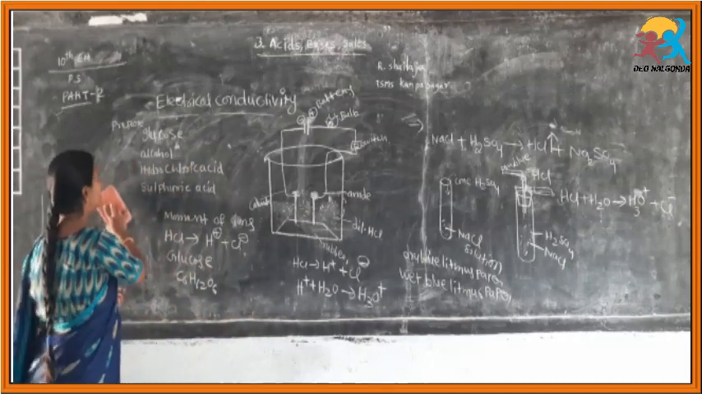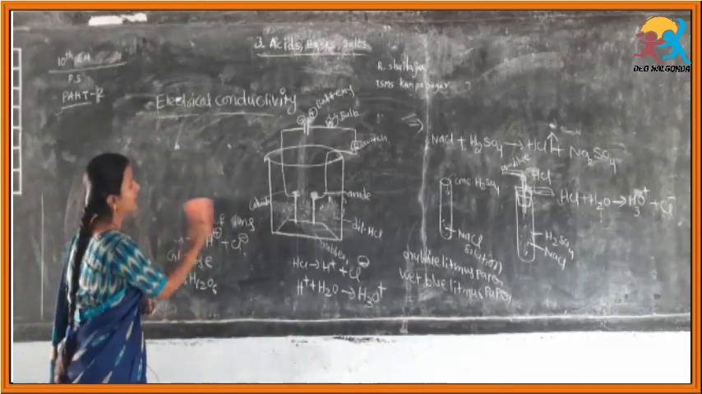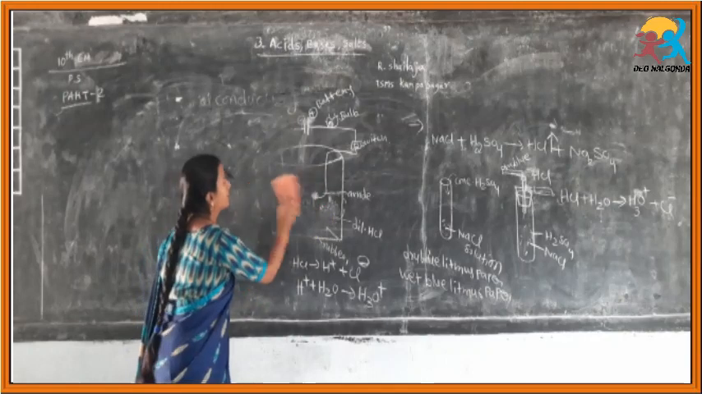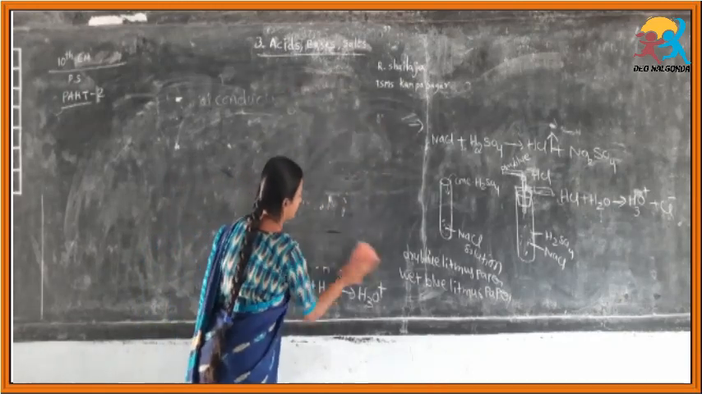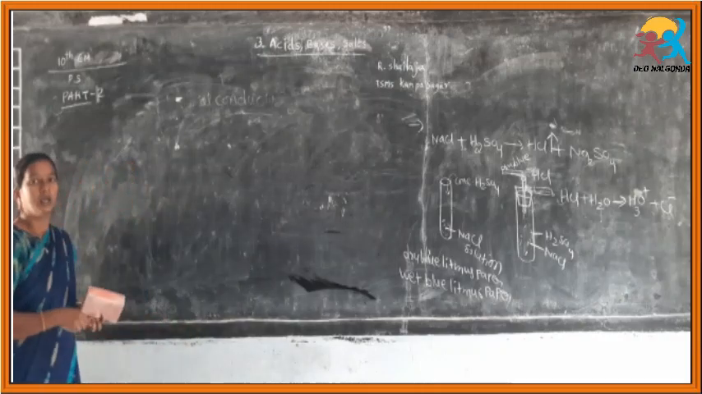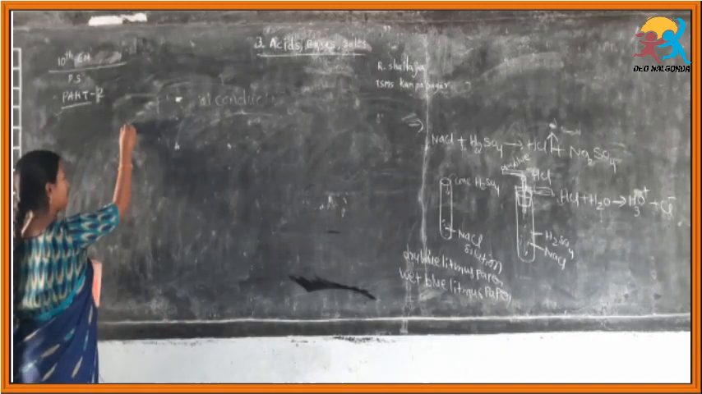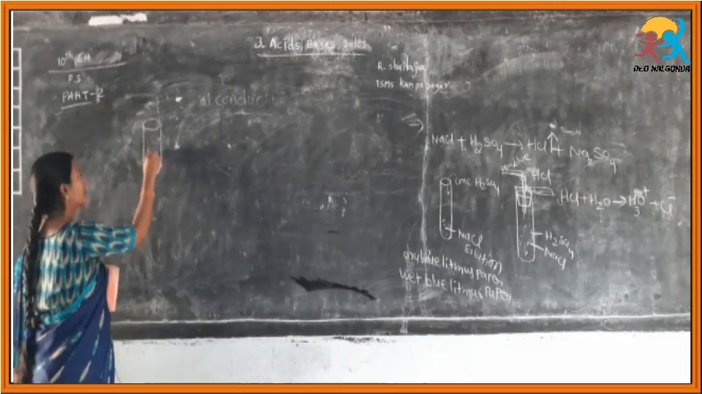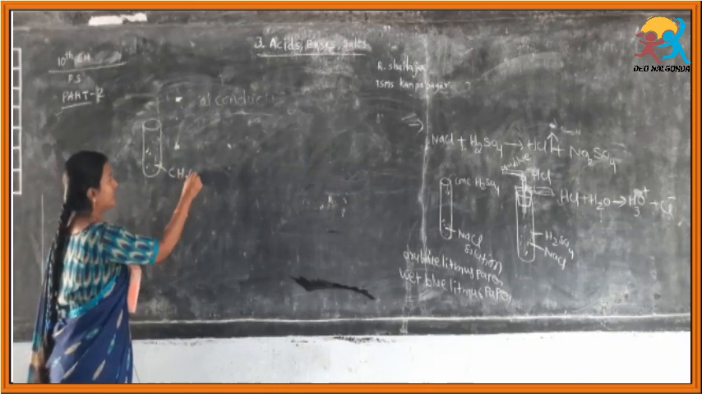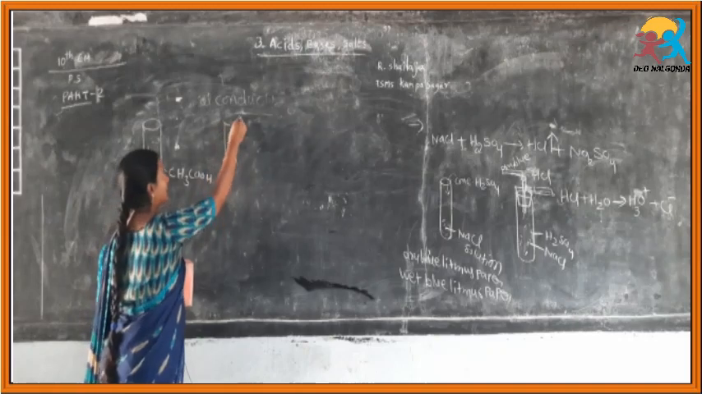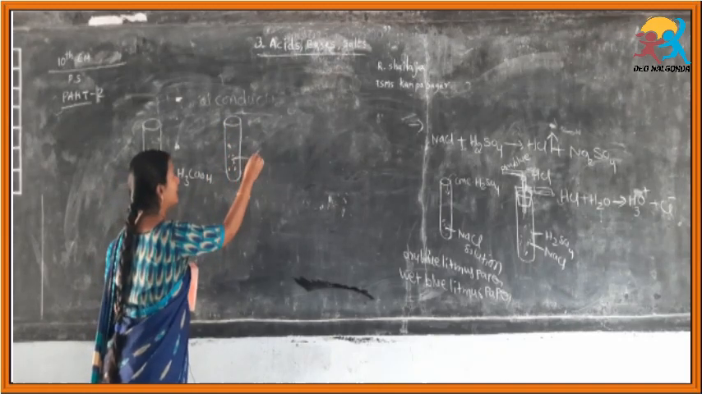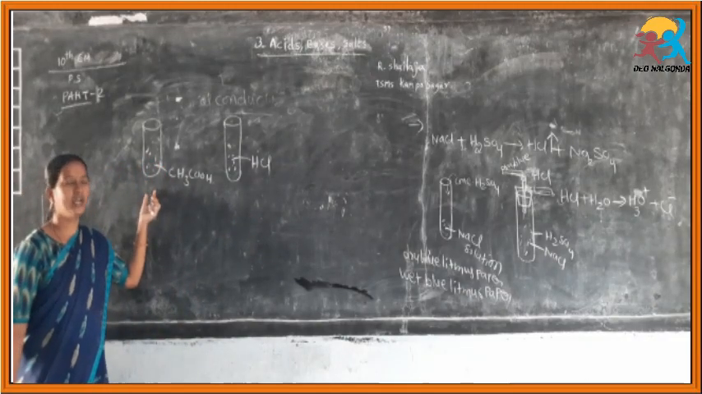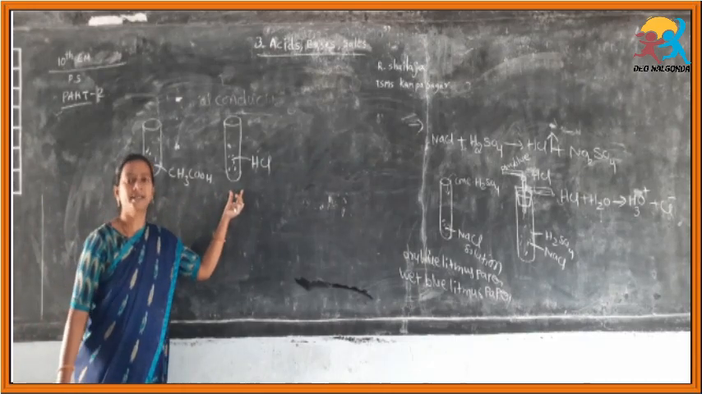And next, you see more. In one test tube, I am taking acetic acid, that is CH3COOH. In the second test tube, I am taking HCl, hydrochloric acid.